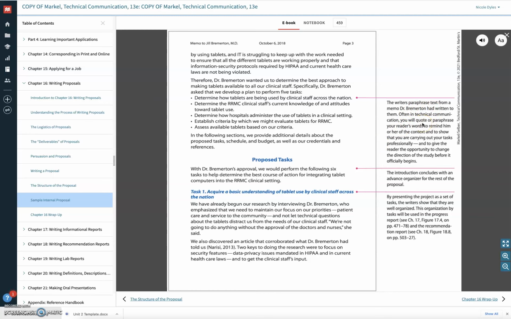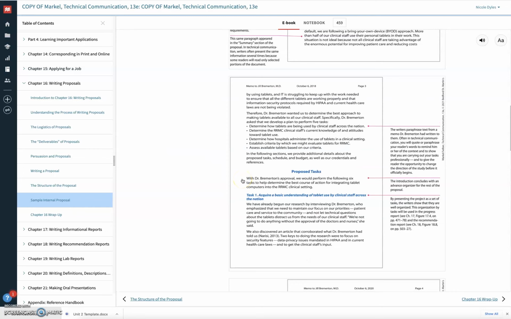Often in technical communication, you will quote or paraphrase your reader's words to remind him or her of the context and to show that you're carrying out your tasks professionally, and to give the reader the opportunity to change the direction of the study before it officially begins. So this last part especially is a nod to the purpose of a proposal. So a proposal is sometimes rejected. And the purpose of writing the proposal is to clearly outline the problem.